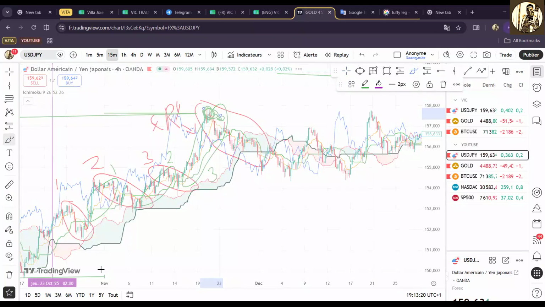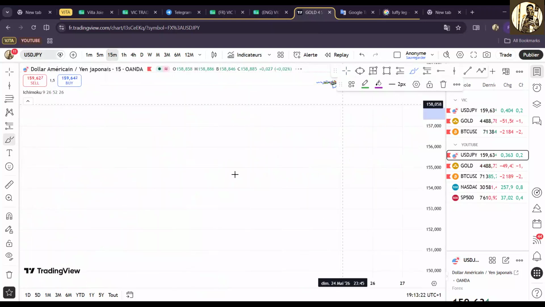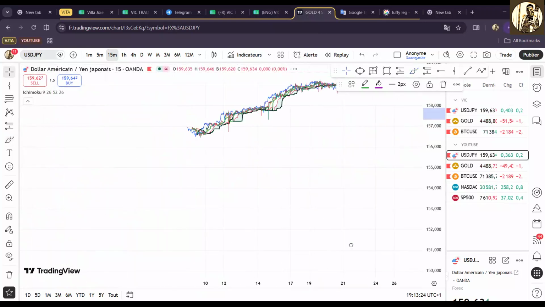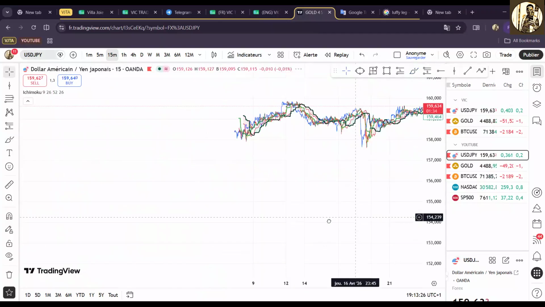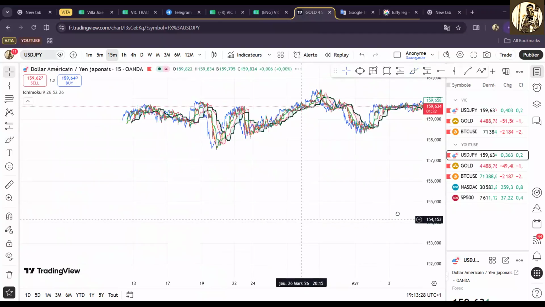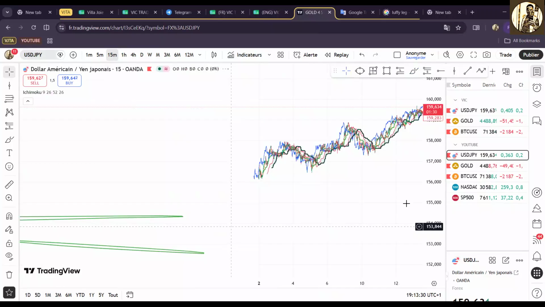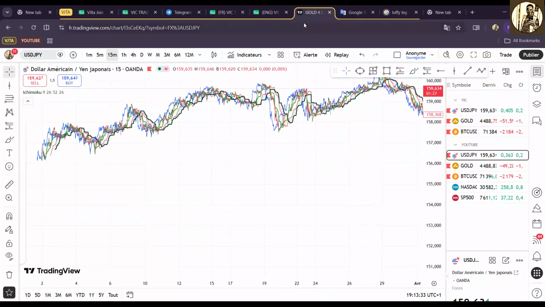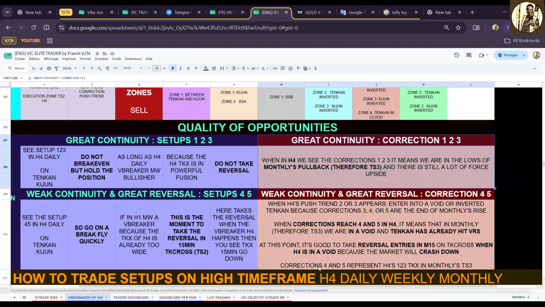I don't know if you have enough candles to go and spot it. Will you have enough candles to go and spot it? No, we don't have. So the last sentence that I'm explaining here, like correction 4 and 5 represent H4, 1, 2, 3. Is that right?